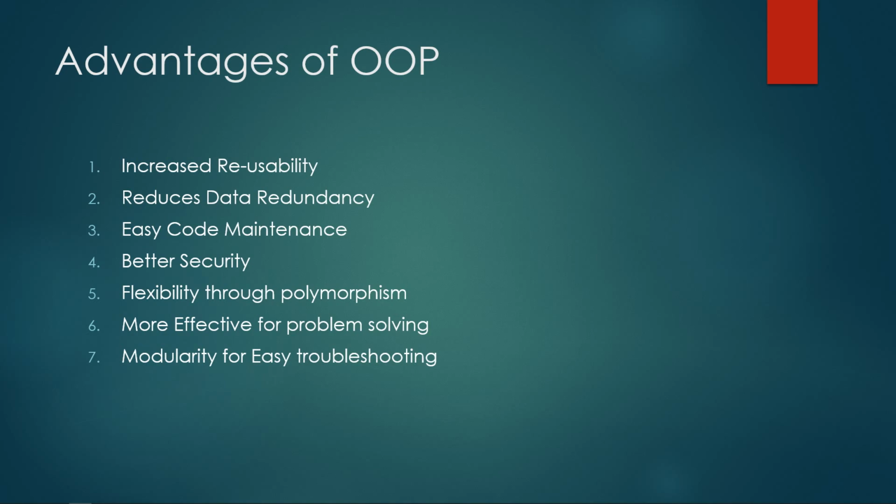The fourth one, better security. There is a concept of abstraction, which is one of the core concepts of OOP. This abstraction mechanism helps us to limit the data exposure. Also, there's another layer of security provided by access modifiers. For example, if you declare the access modifier as private, access is granted only within the class.